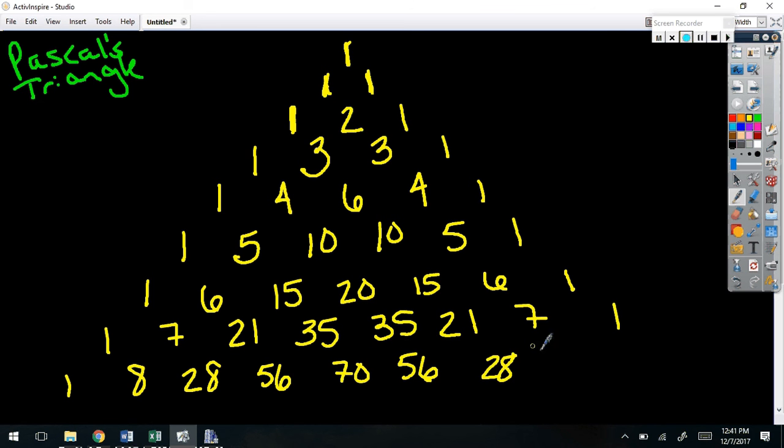Why is it suddenly easier for you? It's on the other side. So what do you notice about Pascal's triangle?